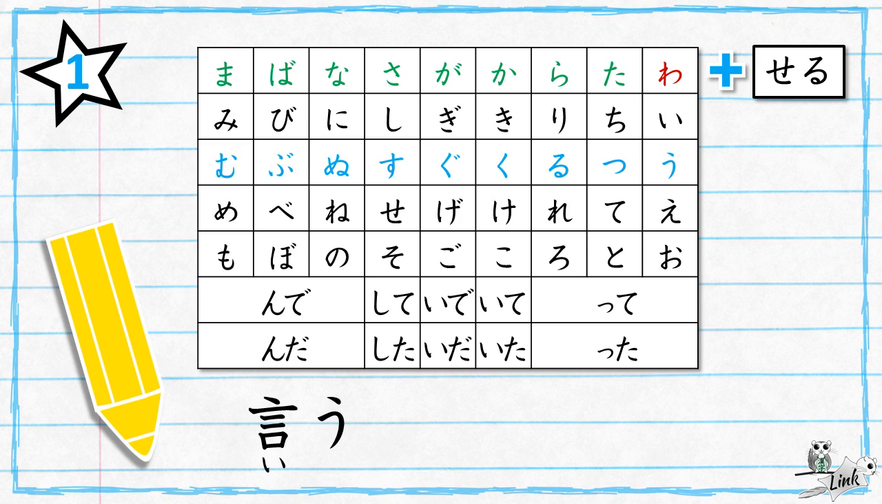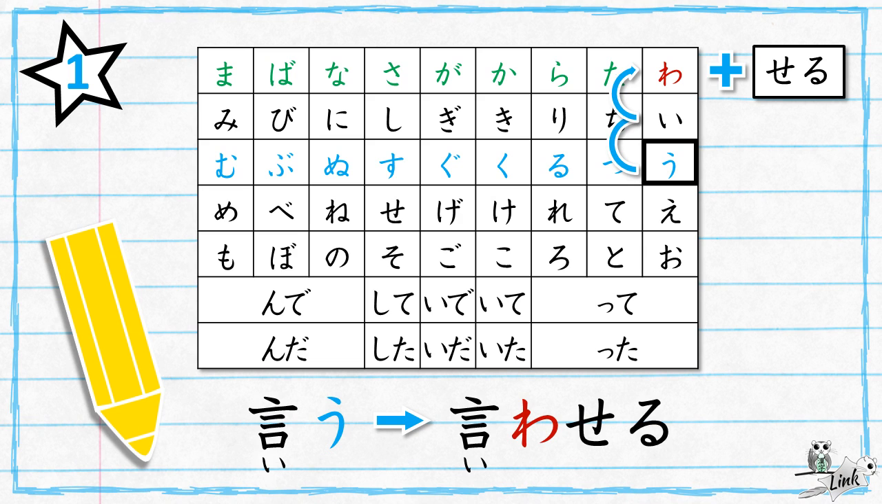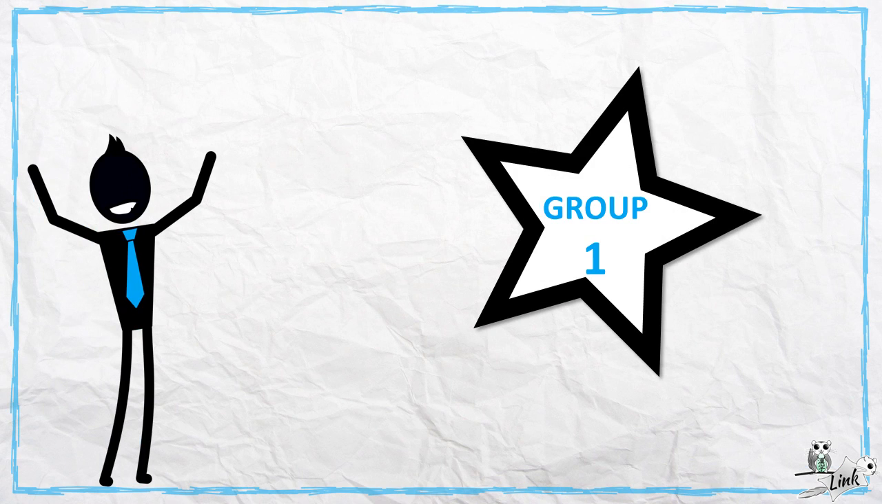How about iu, to say? This verb ends with the hiragana u, so be careful, you have to turn it into wa before adding seru. Iu becomes iwaseru, to make someone say something or to let someone say something. Okay, now you know the causative form of group 1 verbs.